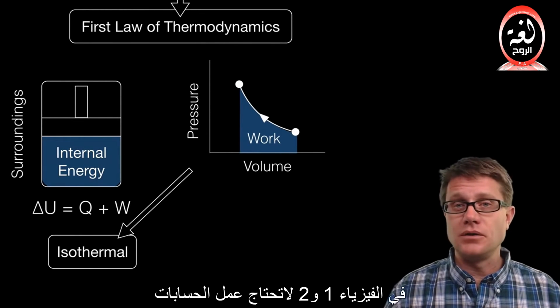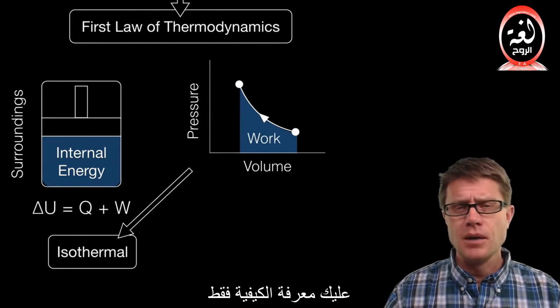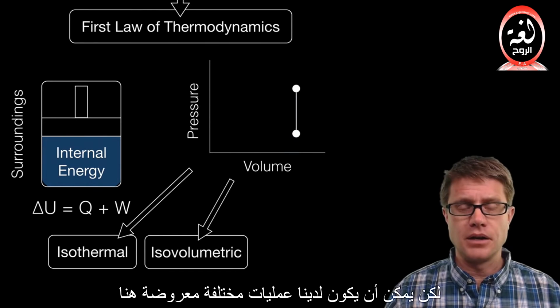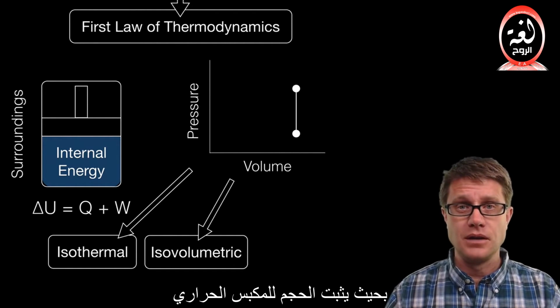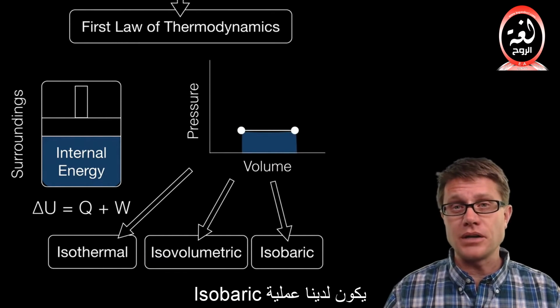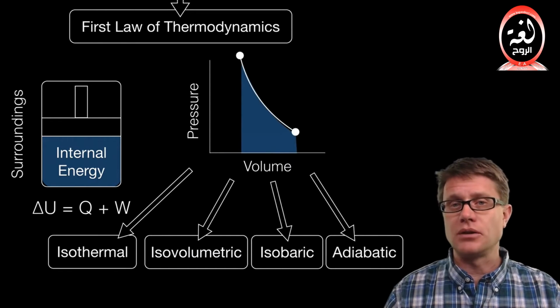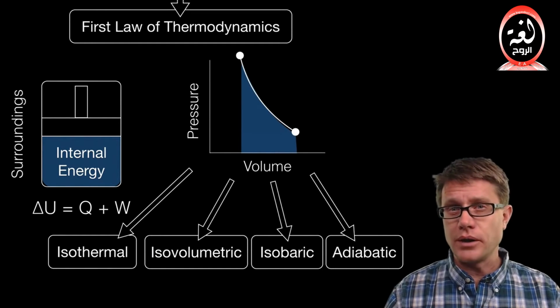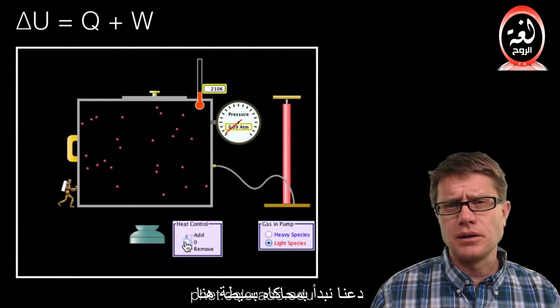Now in physics 1 and 2, you don't have to do calculations, you just have to know qualitatively what's going on. But we could have a different process that we'll model here. It could be isovolumetric. We could lock the volume of that piston, and we could just add energy through heat. We could have isobaric when we keep the pressure the same, or in the fire piston we can do adiabatic cooling or heating. So that's when we're doing it so quickly that we're not allowing heat to kind of move in and out.